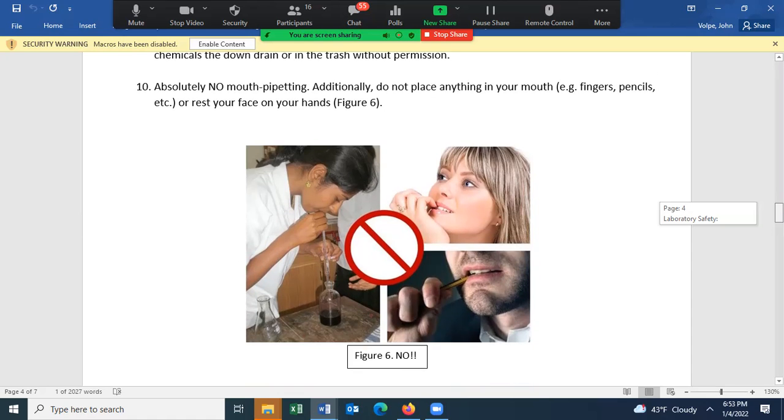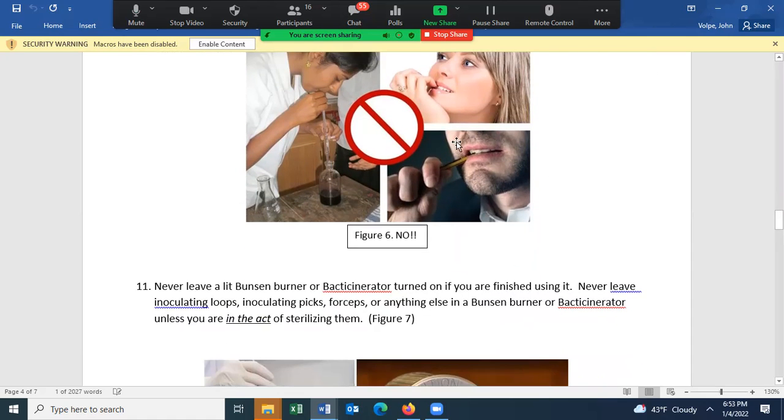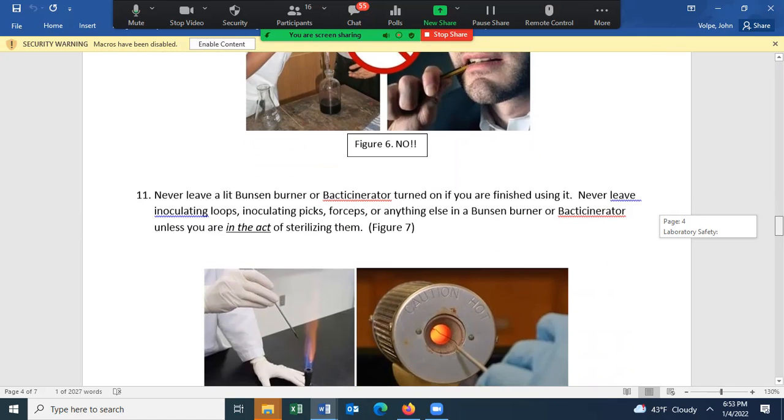Never mouth pipette. When you're in the lab, don't chew on your fingernails or a pencil. Don't take anything into your mouth when you're in the lab. And that's to reduce contamination.